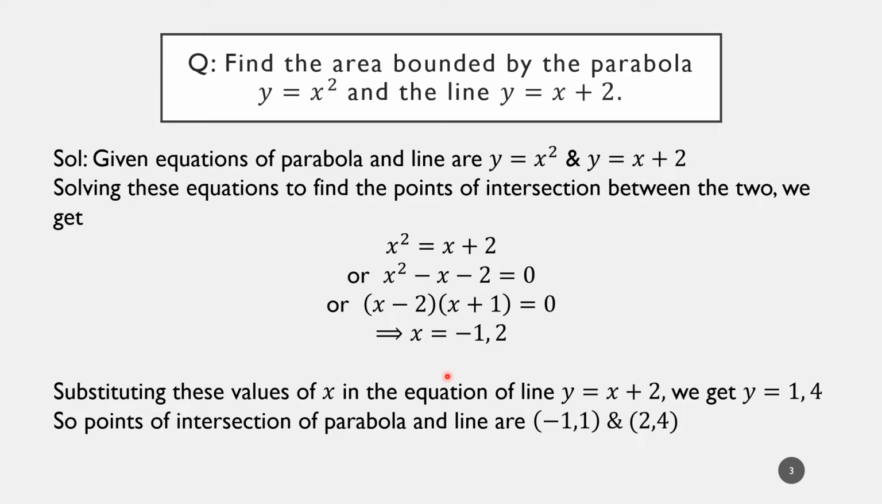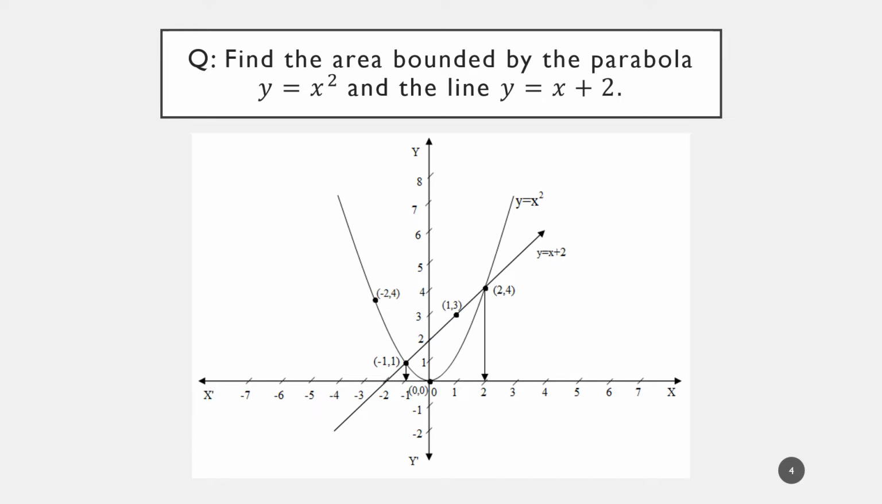So I can substitute these values one by one in any of the two equations. Say if I substitute the value of x in the given line, which is y is equal to x plus 2. So when x is -1, y is coming out to be 1. And when x is equal to 2, y is coming out to be 2 plus 2, that is 4. So the 2 points of intersection here are (-1, 1) and (2, 4). So let us now plot these on a graph.